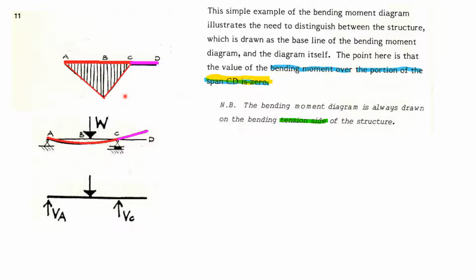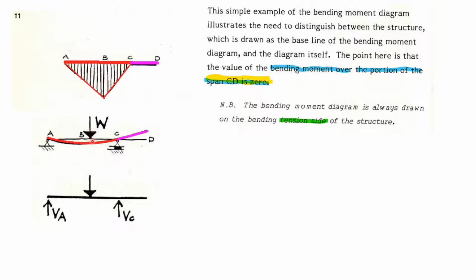Now let us study this simple example of a bending moment diagram. It illustrates the need to distinguish between the structure, which is drawn as the baseline of the bending moment diagram, and the diagram itself. The point here is that the value of the bending moment over the span CD is 0. You may wonder why this span CD has 0 bending moment. Let me explain the reason.